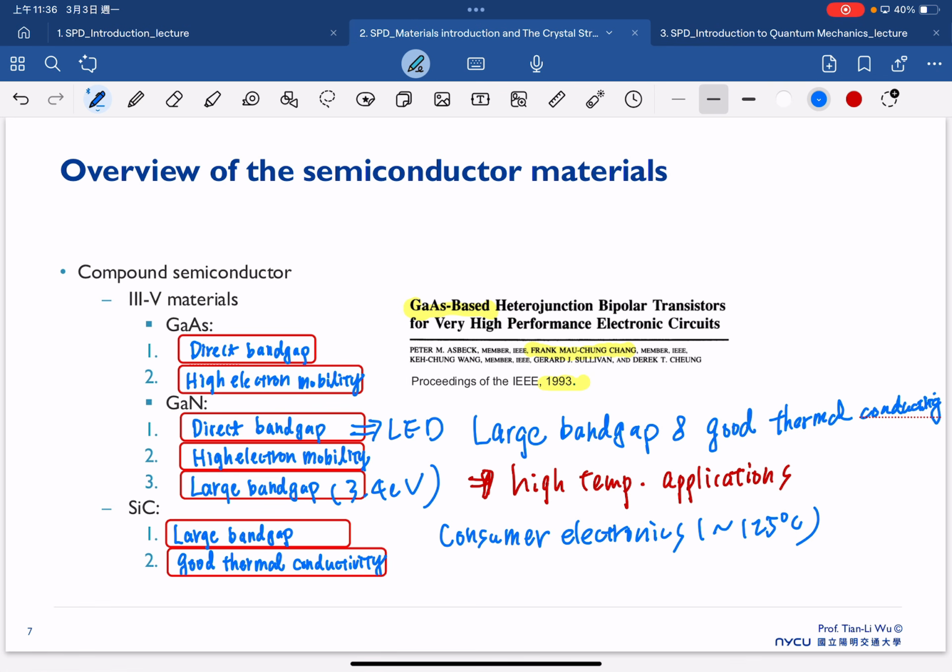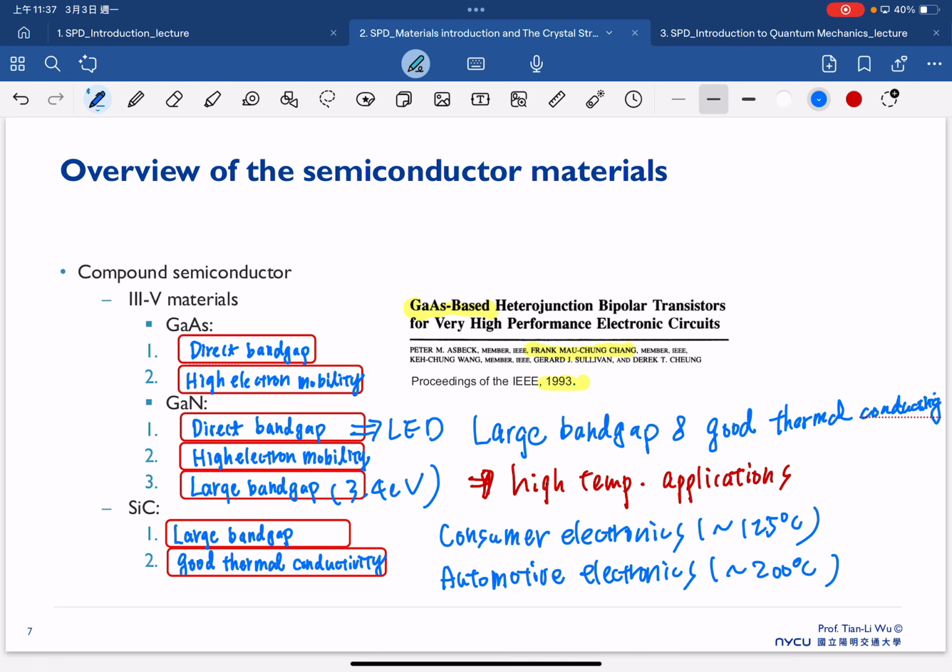But for some different applications, we have different temperature requirements. For example, automotive electronics. This is the electronics that will be installed in our car, in our electric vehicle. So usually we want these electronics to sustain a relatively high temperature. The requirement for automotive electronics is to be stable up to 200 Celsius degrees.